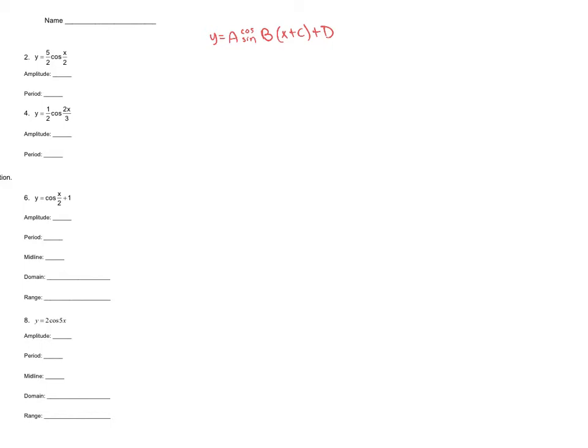So let's talk about what a means. What does the variable a determine? It determines, first, number one, amplitude. Now what is amplitude? Amplitude is essentially just the height that the graph goes past the midline.